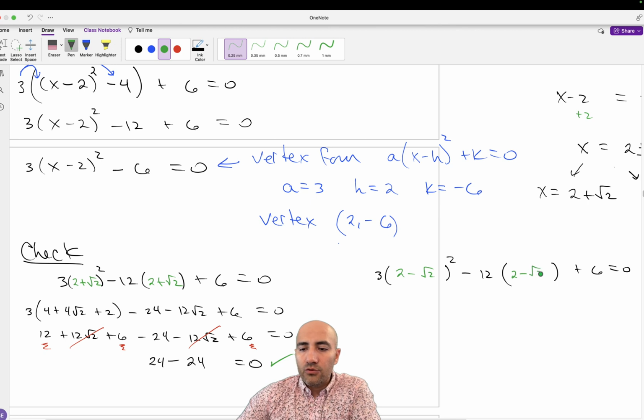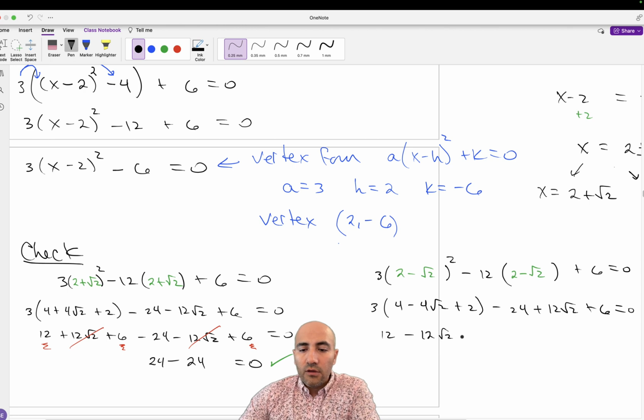2 minus root 2. Okay, so if we FOIL this out, we end up with 3 parentheses 4 minus 4 root 2 plus 2 minus 24 plus 12 root 2 plus 6. Hopefully that equals 0. Distributing the 3, we get 12 minus 12 root 2 plus 6 minus 24 plus 12 root 2 plus 6 equals 0.